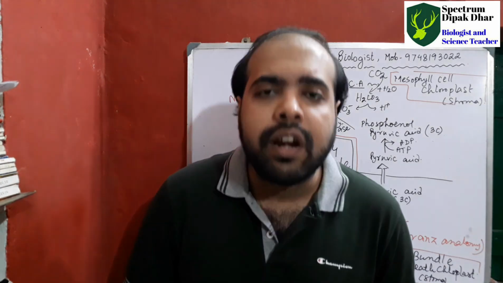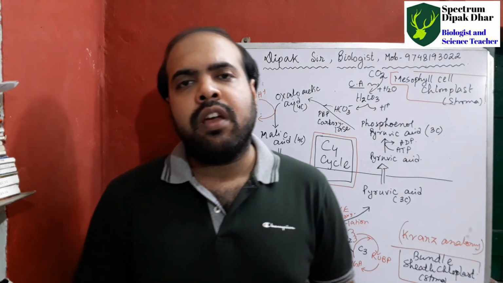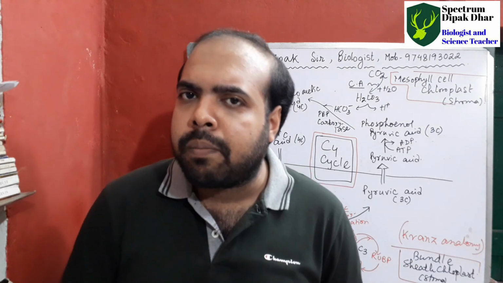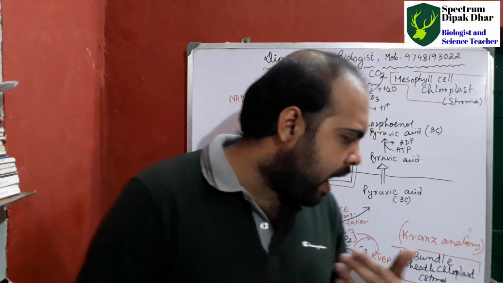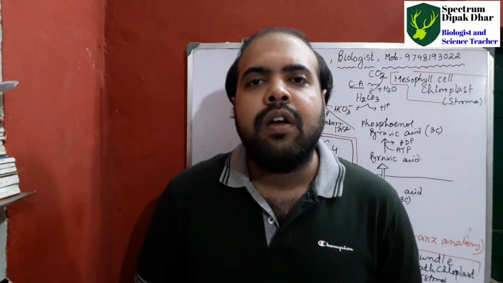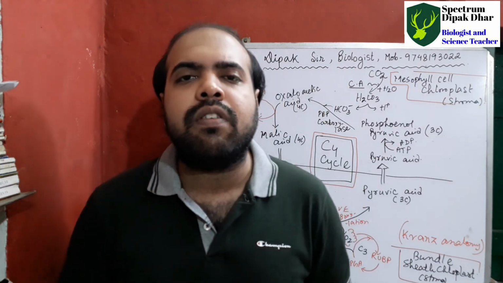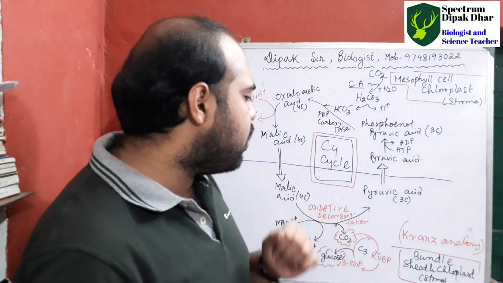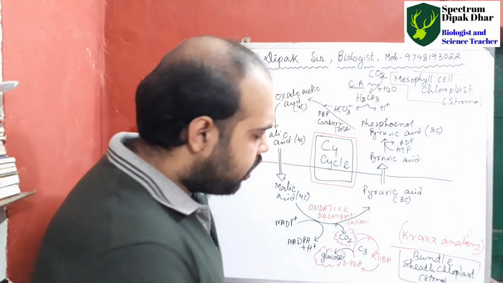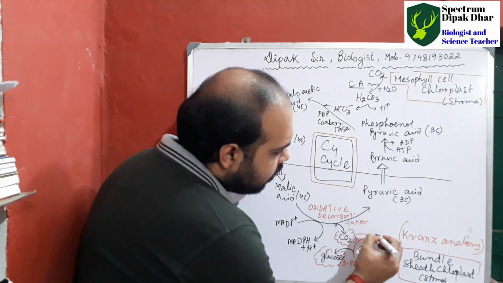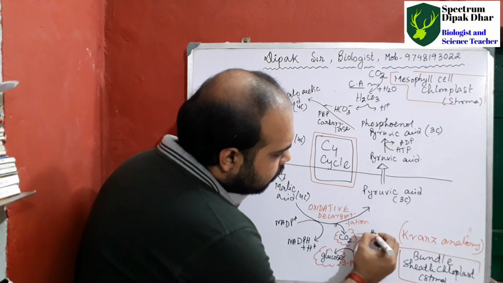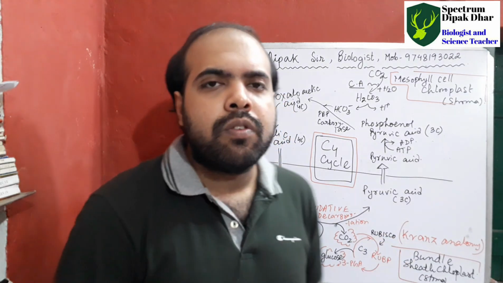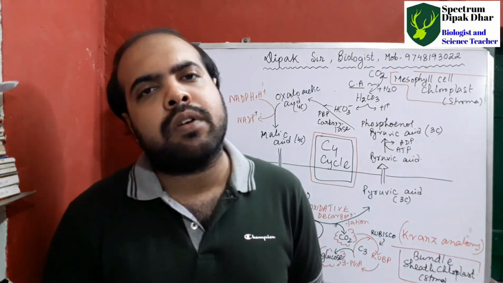Fourth point, the rate of carbon dioxide fixation in C4 plants is comparatively higher than in C3 plants, and C4 plants have two carbon dioxide fixing enzymes. First one is PEP carboxylase and the second one is Rubisco. Here carbon dioxide will be accepted by RuBP through Rubisco. The full form of Rubisco is ribulose bisphosphate carboxylase oxygenase.